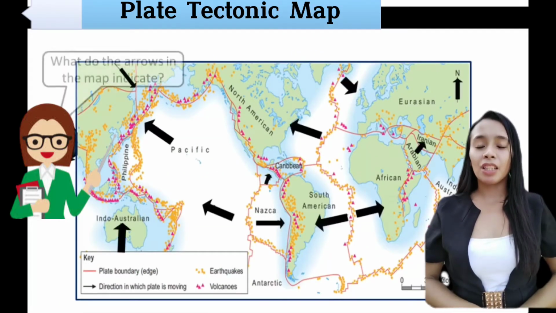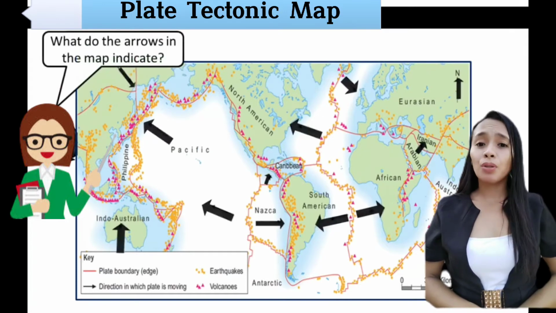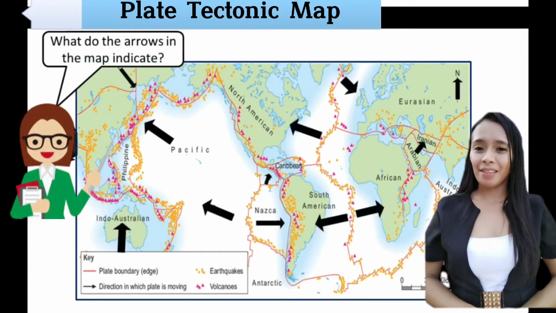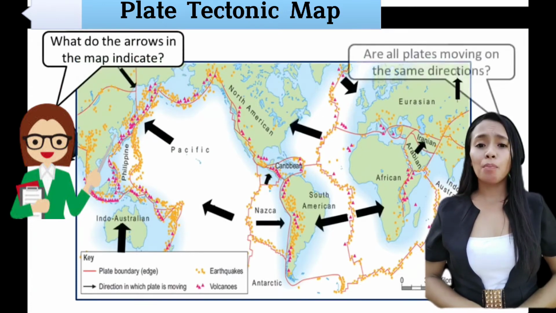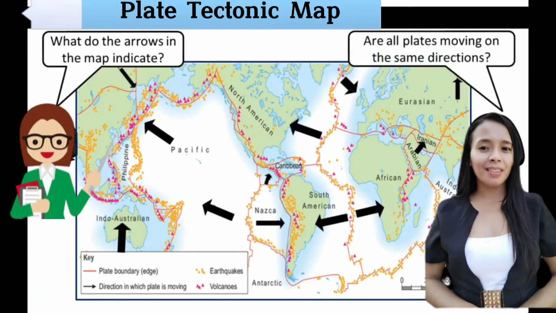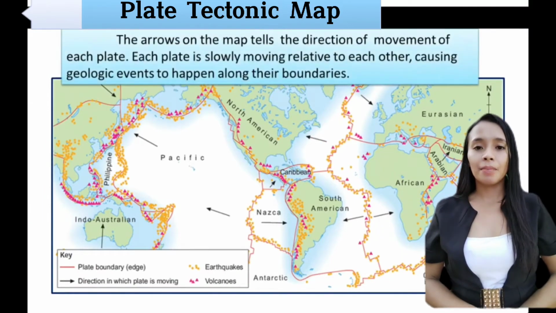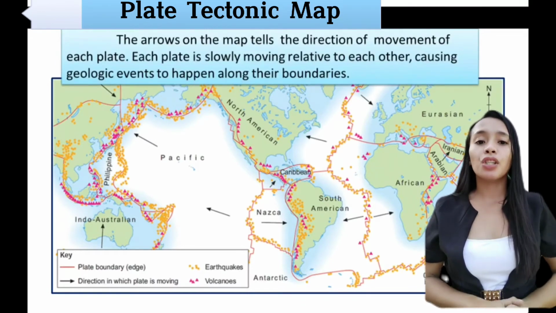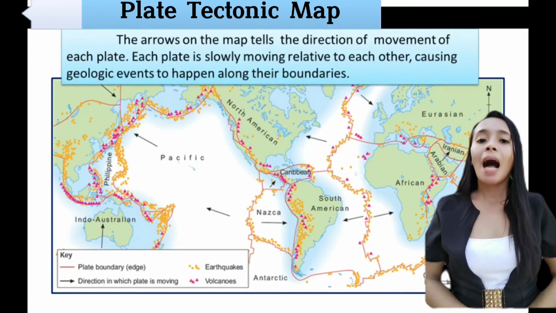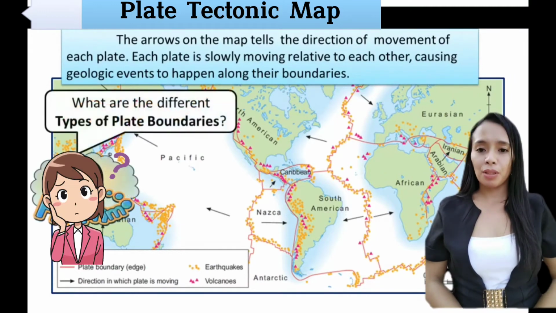Examine the plate tectonic map. What do the arrows in the map indicate? Are all plates moving in the same direction? The arrows on the map tell the direction of movement of each plate. Each plate is slowly moving relative to each other, causing geological events to happen along their boundaries.